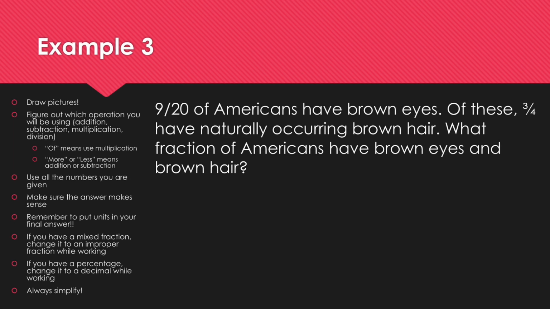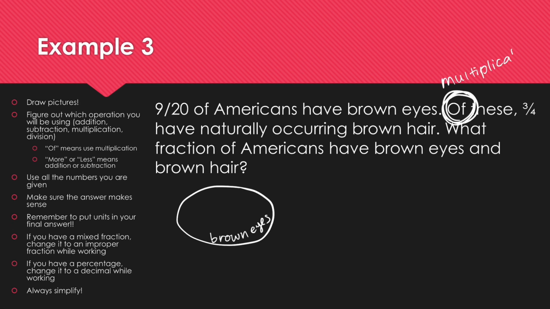9/20 of Americans have brown eyes. So I'm going to say this is 9/20 of brown eyes. And of these, 3/4 have naturally occurring brown hair. Okay, here's another key word, of. So that means we're going to be using multiplication. And so 3/4 of these are going to have naturally occurring brown hair. What fraction of Americans have brown eyes and brown hair?